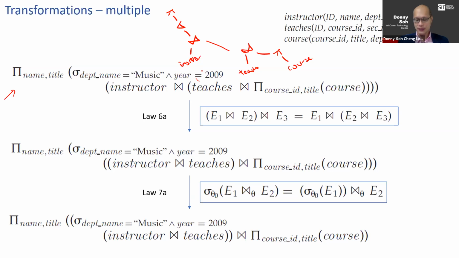So this is, I want to find in English, the name of the instructor and also the title of the course of all my instructors from the department name of music that taught a course in 2009. Okay, so here we have, oh sorry, here we have two conditions. The conditions are music and year.